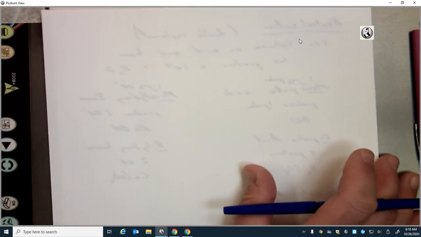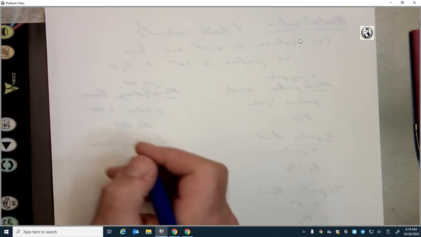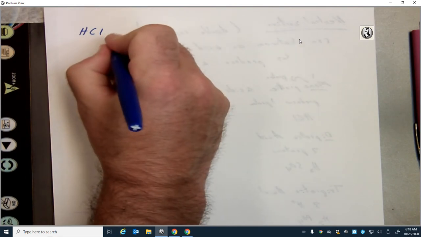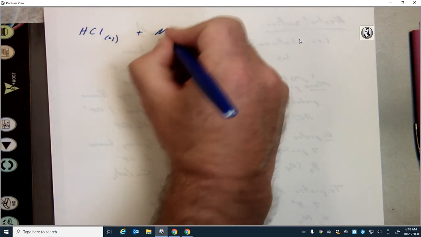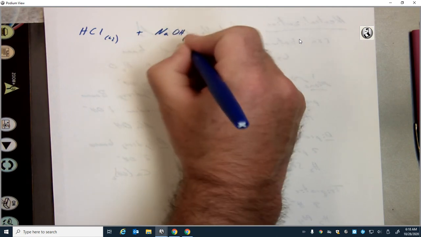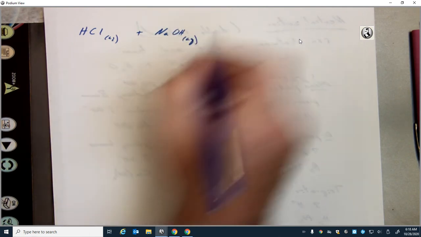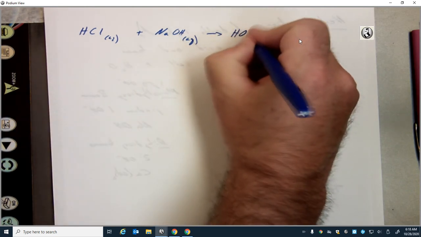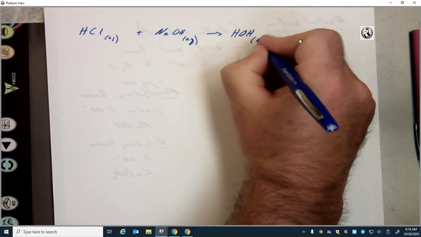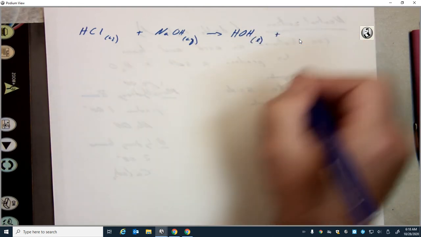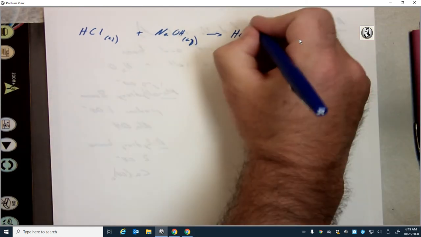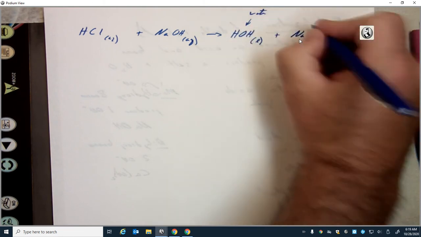So I want to specifically look at the reaction itself, and I want to break it down. And let's just do simple. If I take HCl aqueous and react it with sodium hydroxide aqueous, it's double replacement. This H goes with the OH, and that's actually a liquid, and it produces NaCl aqueous. Right, so here's my water, and here's my salt.